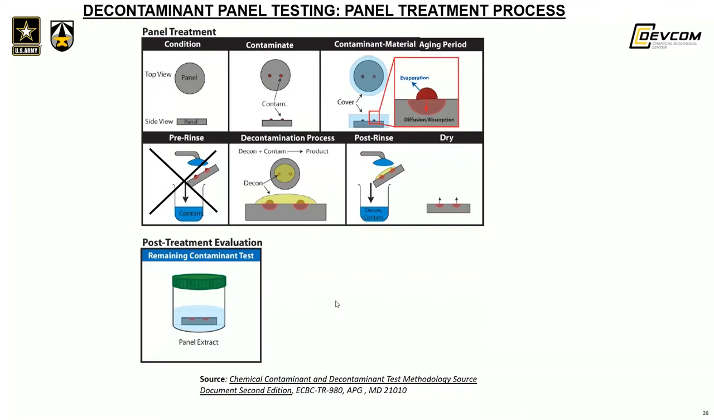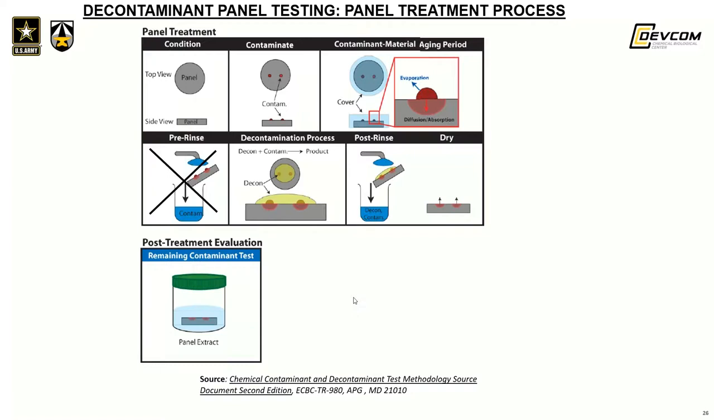This is just a schematic of what I mean when I say a panel test. These are 2-inch test panels we work with. We condition them, and we contaminate them with a chemical agent, that's the two red drops that you see. We age it for a certain amount of time in which there's evaporation, but the agent is also absorbing into the material, more or less so depending on which agent and which material. We skip that pre-rinse step for this experiment. Then we decontaminate. That's the yellow gel that you see. It goes on top, sits there a certain amount of time. We rinse it off, and we dry our panel.